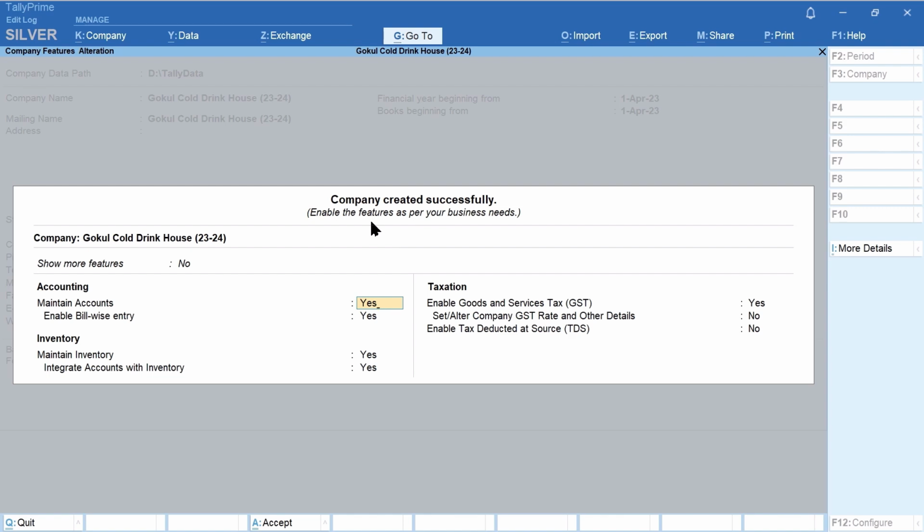Similarly, every organization works differently. In Tally Prime, we can adjust the company features according to the specific needs and working style of each company. This makes Tally Prime flexible and customizable for different businesses.